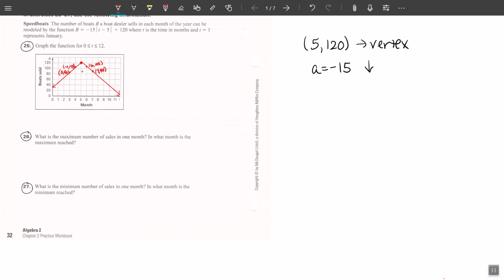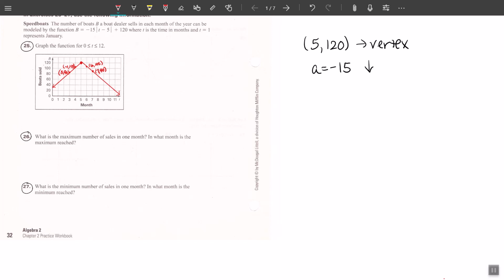I did the same thing. Here's the axis of symmetry. I had plotted 7, 90. I know that the mirror image of that is going to be over here at month 3, and it's going to have the same y value of 90. And so that's how I got those few points, and then I was able to connect the dots to finish off my graph. Then on 26, we can use all this information to answer 26 and 27.